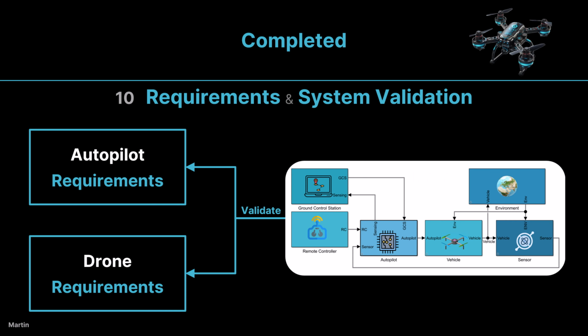To wrap up this session, we explored how to use models and simulations to perform requirement validation and make informed design trade-offs. By leveraging model-based design in Simulink, we demonstrated how to validate system-level requirements early in the development process, helping reduce risk, save time, and improve overall system performance. I hope this session gave you a clearer understanding of what requirements validation involves and how you can implement it effectively using Simulink.